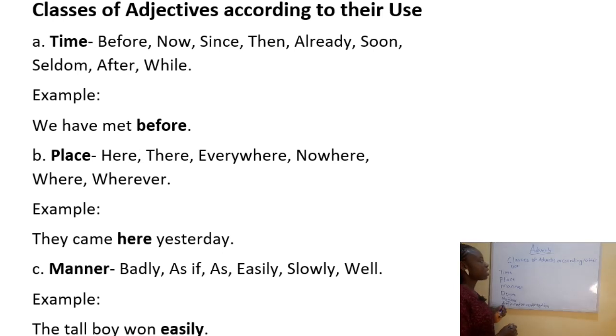We are talking about the classes of adverbs according to their use. We have time, place, manner, degree, number, and affirmation and negation. Let's take a look at the indicators that show us if it is an adverb of time, place, manner, and so on.